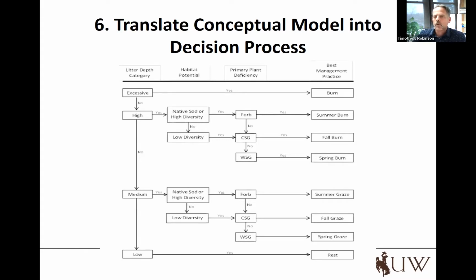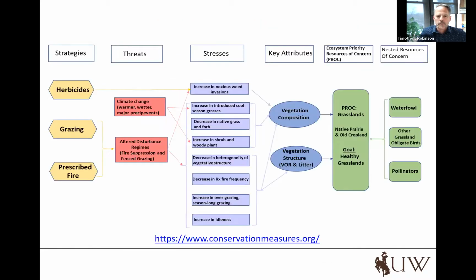So again, what do we have to observe from our WPAs? We have to have data to inform management. The data that we need is the litter depth, and we also need to know what the primary plant deficiency is. Once we have that information, that will then provide for us the best management practice. And I've got a reference for this. It's in the annual report for the Madison Wetland Management District, which was worked up with a literature review with the ecologist in that particular region, if you're wondering where this decision process came from.